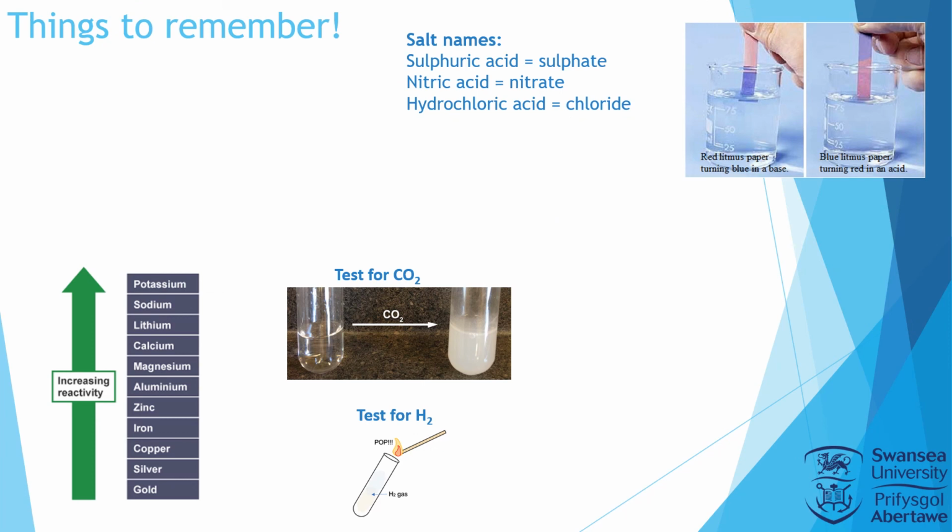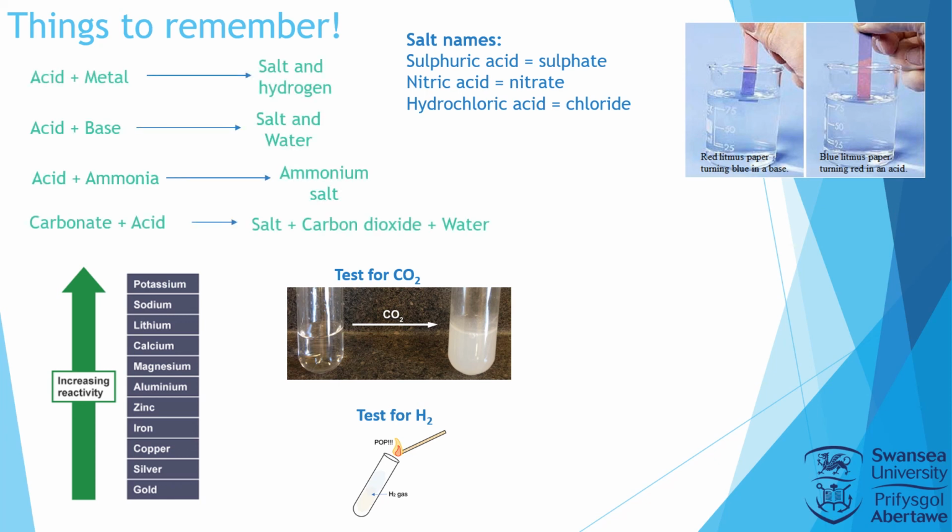But just as a final slide, something you should remember, we've got the key equations that you cannot forget. Another thing to point out is the naming of the salts. So in this little box here, if you use sulfuric acid, it's going to be a sulfate. Nitric acid is going to be a nitrate. Hydrochloric acid is going to be a chloride. And then we've got these two tests down here that are again very, very important. Make sure you know these tests. And then the reactivity series and then litmus paper.